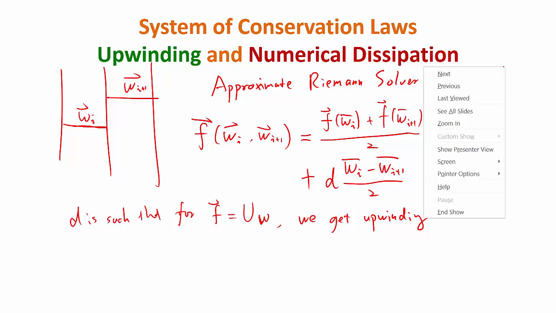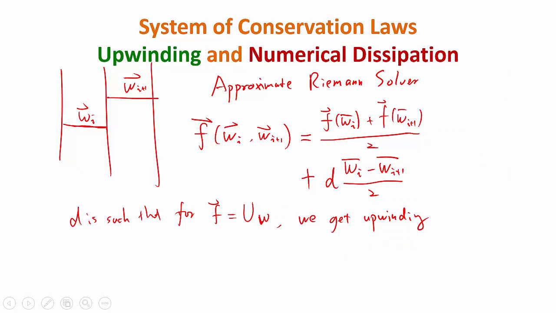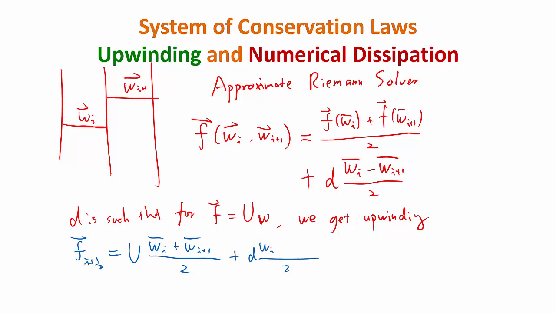Okay, so let's analyze exactly what D we need. If F is equal to a big U times W, the big U can be positive or negative depending on which direction the wind comes from, right? So that means my F at i plus half would be equal to U times (Wi plus Wi plus 1) over 2, plus this D times (Wi minus Wi plus 1).